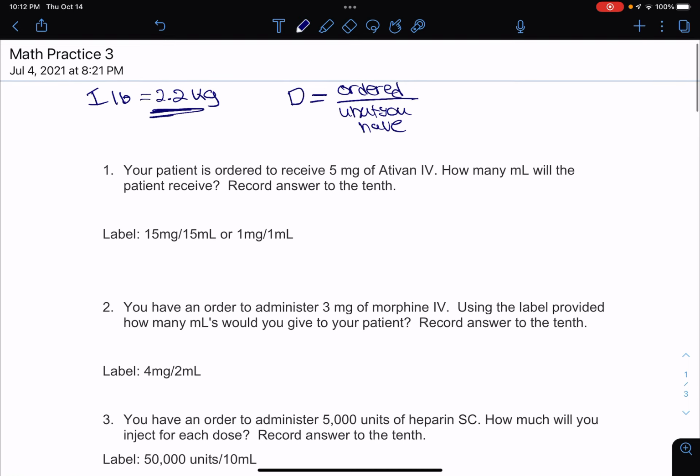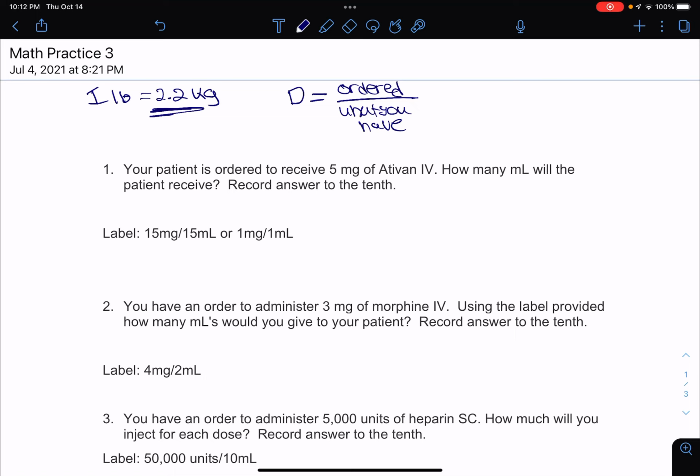So your patient is ordered to receive 5 milligrams of Ativan intravenously. How many milliliters will the patient receive? Record answer to the 10th. The label is 15 milligrams per 15 milliliters, or 1 milligram per 1 milliliter. So the way we want to get 5 milligrams, always use your lowest one. There's 1 milligram in there. So you're going to do D equals 5 milligrams over 1 milligram, and you're going to multiply. It's per 1 milliliter, so I'll just multiply by 1 mL, it cancels out, and you get D equals 5 mLs to administer.